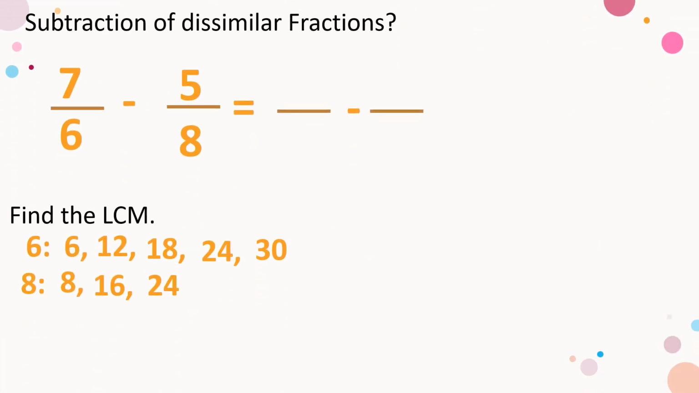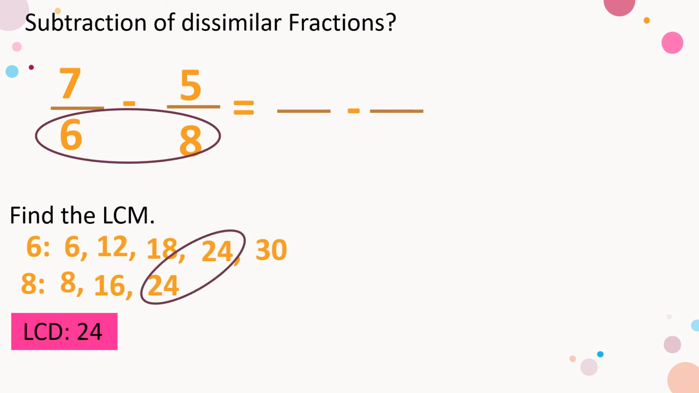Let's have another example for subtraction of dissimilar fractions. So we have 7 over 6 minus 5 over 8. So we have here the multiples of 6 and 8, and the least common multiple now is 24, and that is the LCD, the least common denominator. So we can write it there, 24.